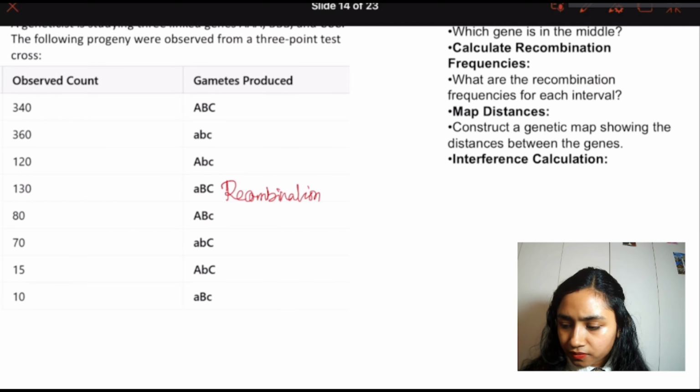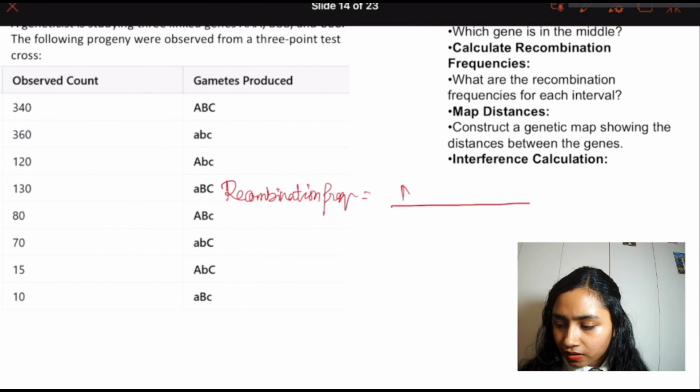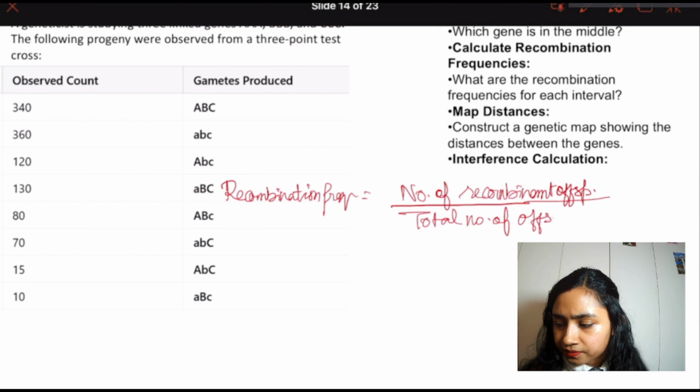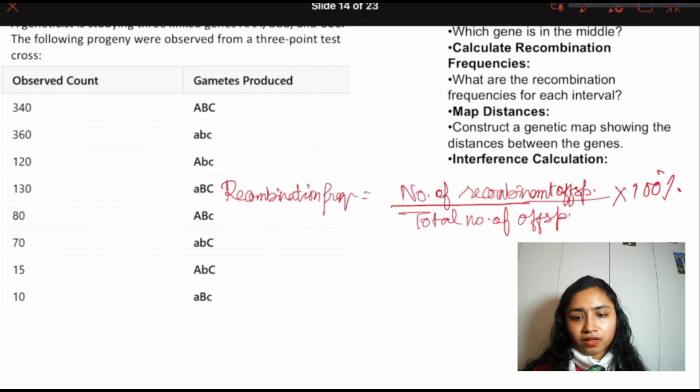Recombination frequency is equal to the number of recombinant offspring divided by the total number of offspring into 100%. Okay, so this is the formula.